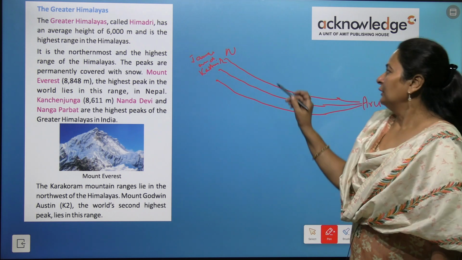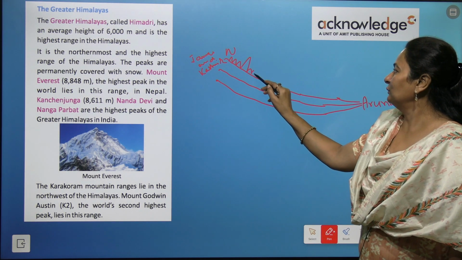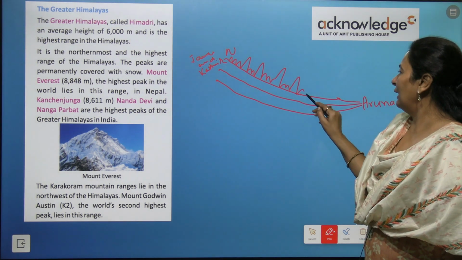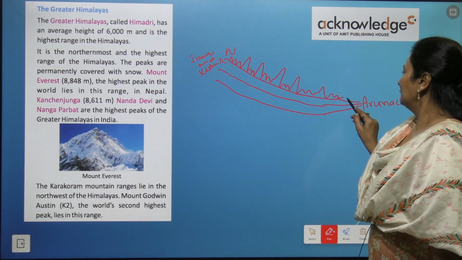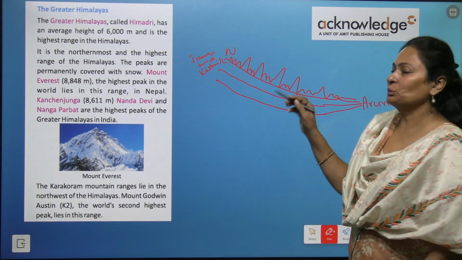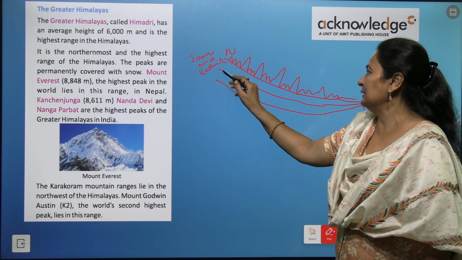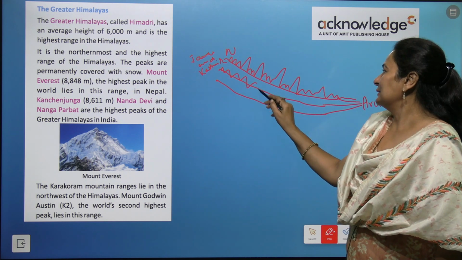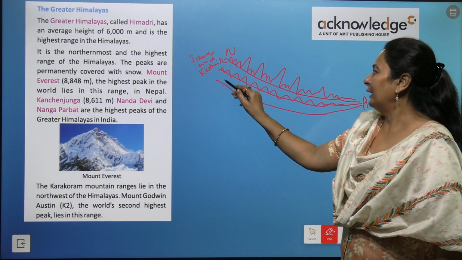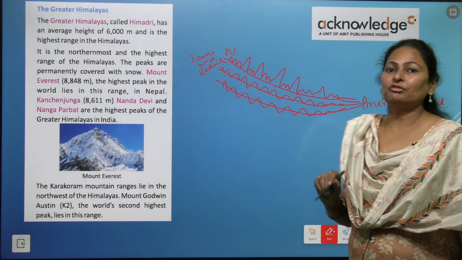Right kids? Now, parallel ranges. Range means many mountains in a sequence. So we are talking about the three parallel mountain ranges of the Himalayas. This is the second parallel range, and this is the third range of Himalayas.